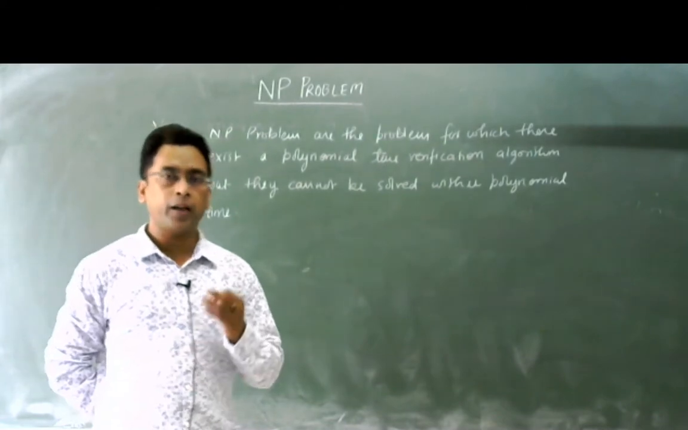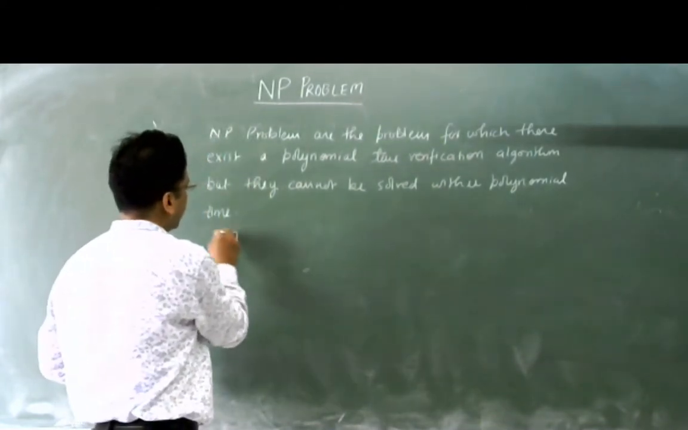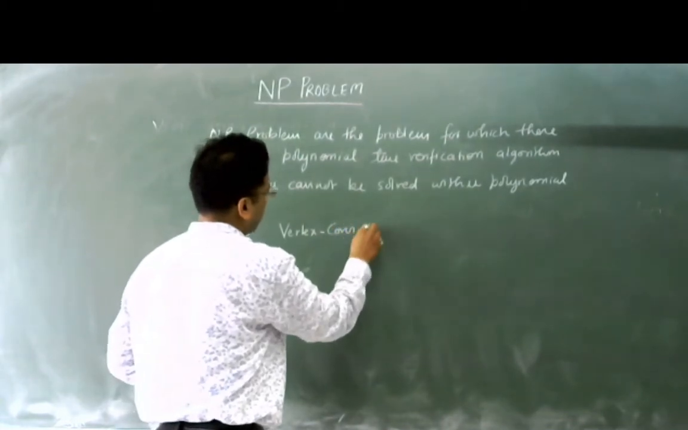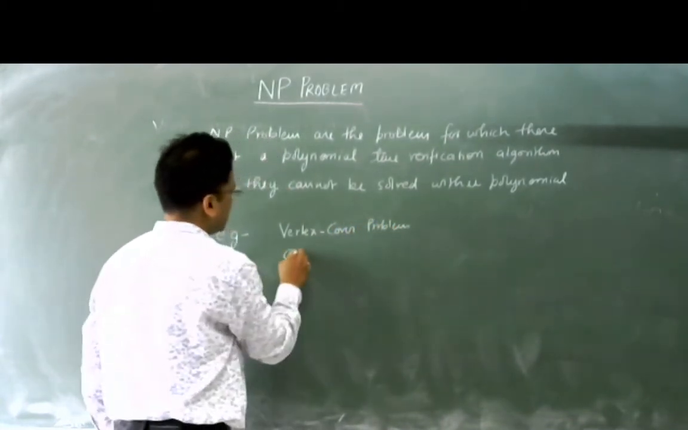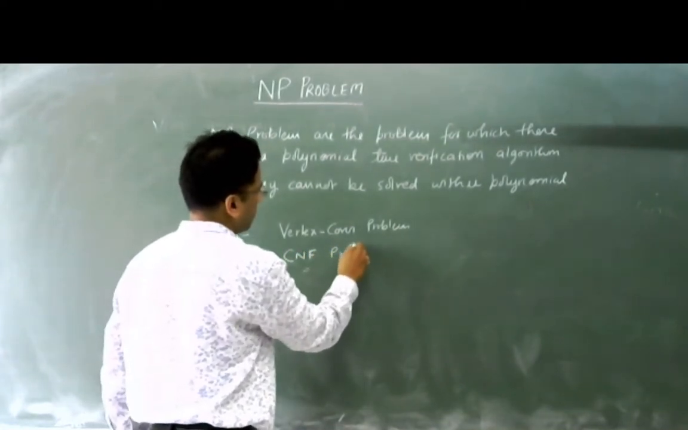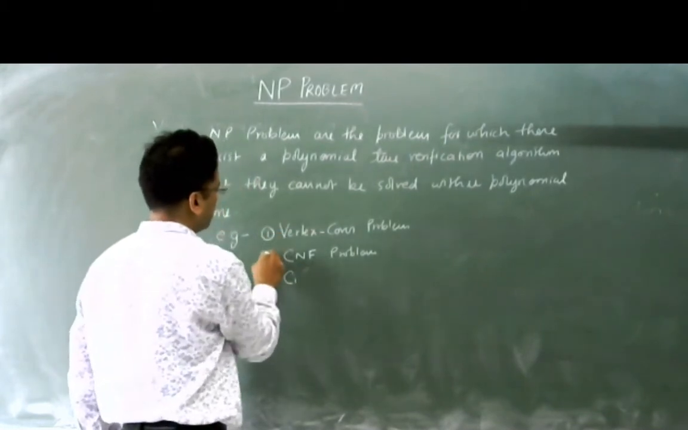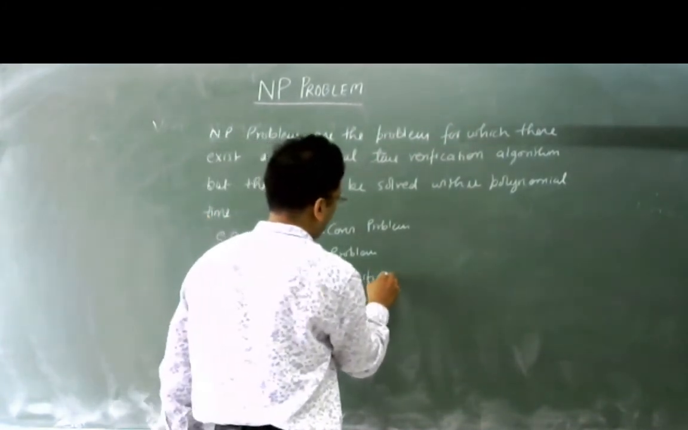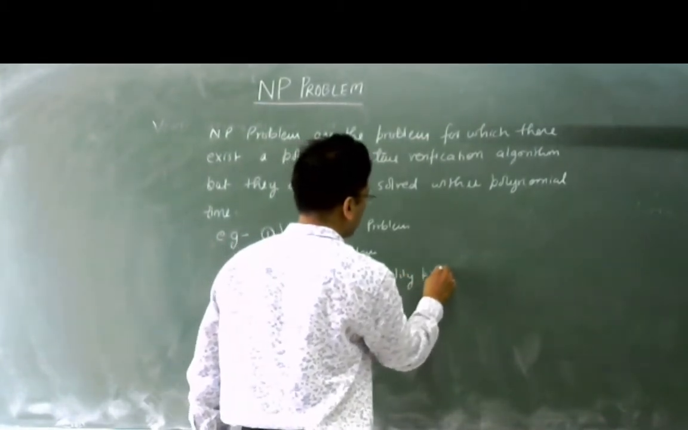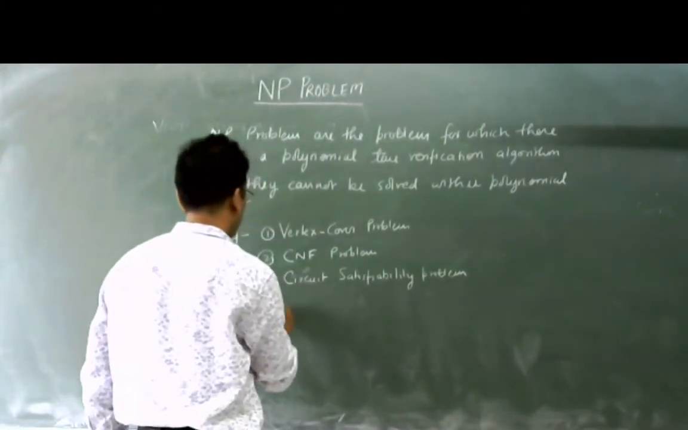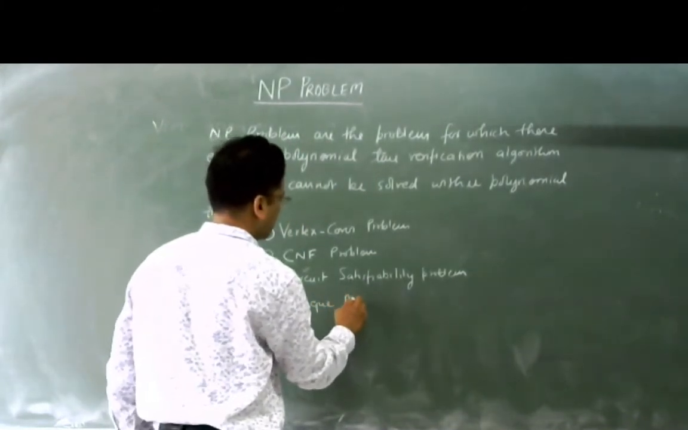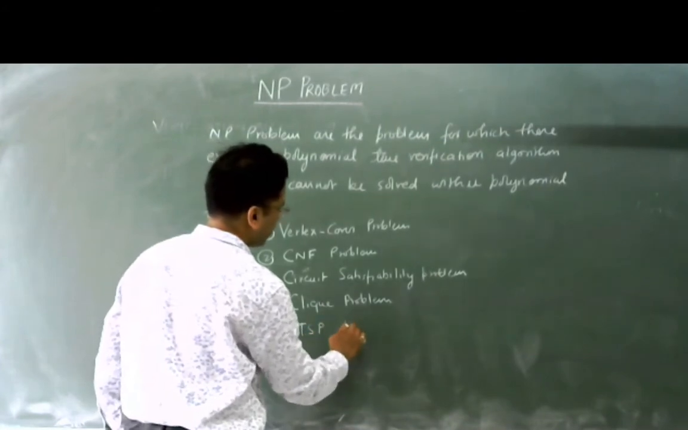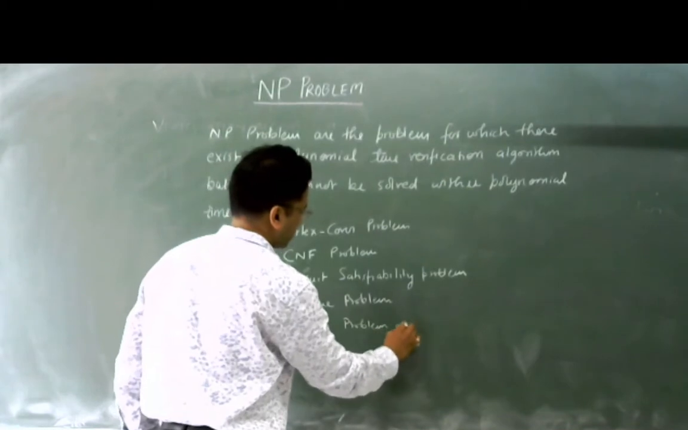polynomial time. For example, the problems that come under this category are the vertex cover problem, CNF problem, circuit satisfiability problem, fourth, clique problem, and fifth, the traveling salesman problem, etc.